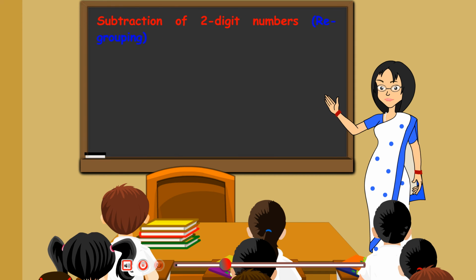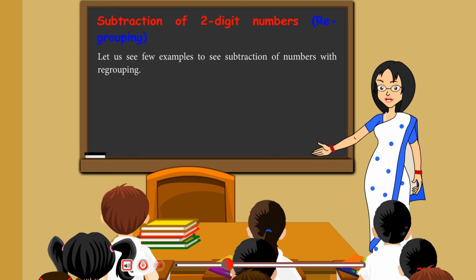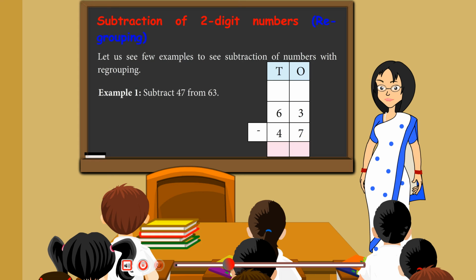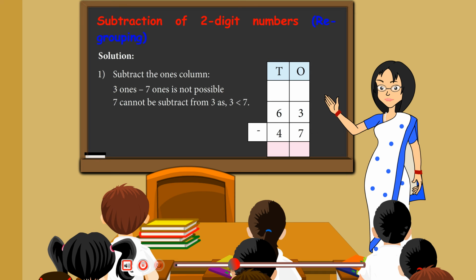Subtraction of two-digit numbers. Regrouping. Let us see a few examples to see subtraction of numbers with regrouping. Example 1. Subtract 47 from 63. Solution. Subtract the ones column. 3 ones minus 7 ones is not possible. 7 cannot be subtracted from 3 as 3 is lesser than 7.